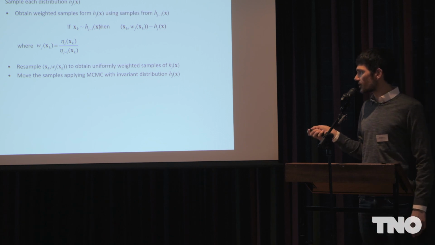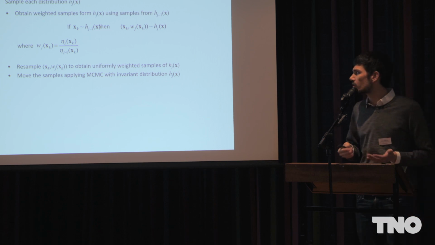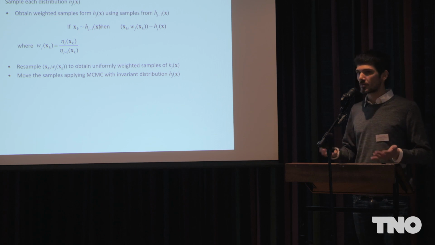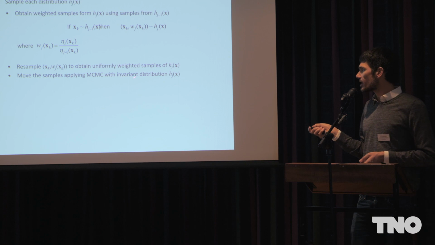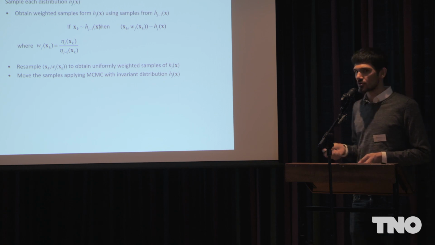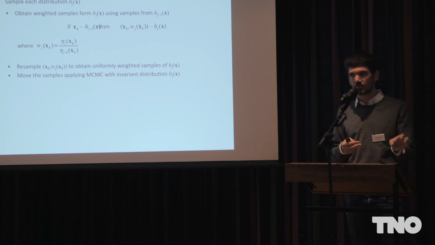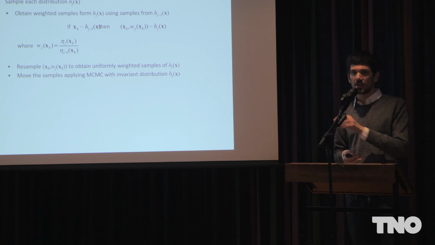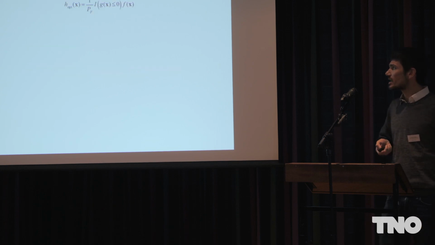And at the second step, in order to decrease the correlation between the samples, we perform a move step. We move the samples, apply an MCMC, Markov chain Monte Carlo, with invariant distribution, the distribution Hj. Okay? So this is how it's done: resample, and then move with MCMC. Okay, so this is basically how this method works.